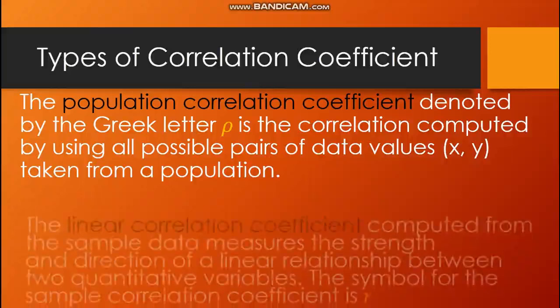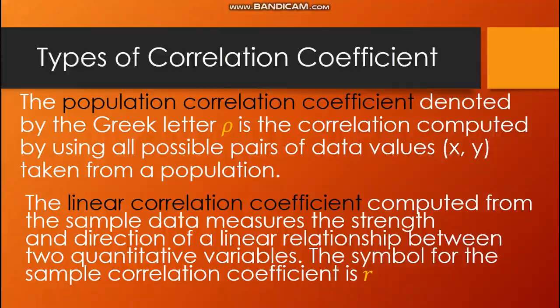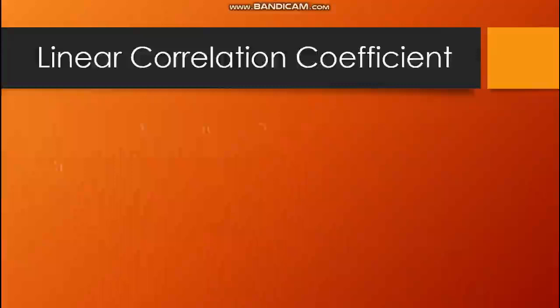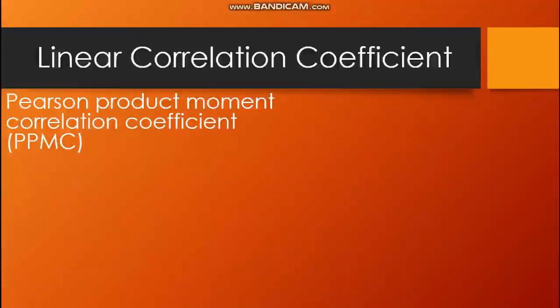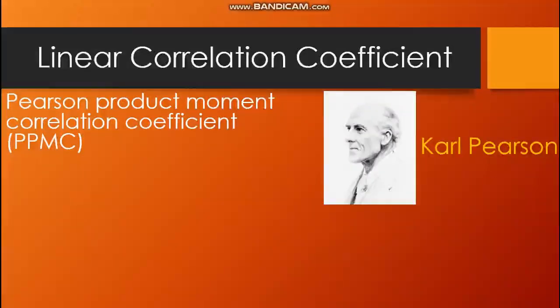Okay? But if we're dealing with a sample data and then we want to determine the strength and direction of linear relationship between these two quantitative variables, this is what we call linear correlation coefficient. And we use the symbol R for the correlation coefficient. Now, the linear correlation coefficient that will be explained this day is called the Pearson product moment correlation coefficient, or PPMC. This is named after the statistician Carl Pearson, who pioneered the research in this area.